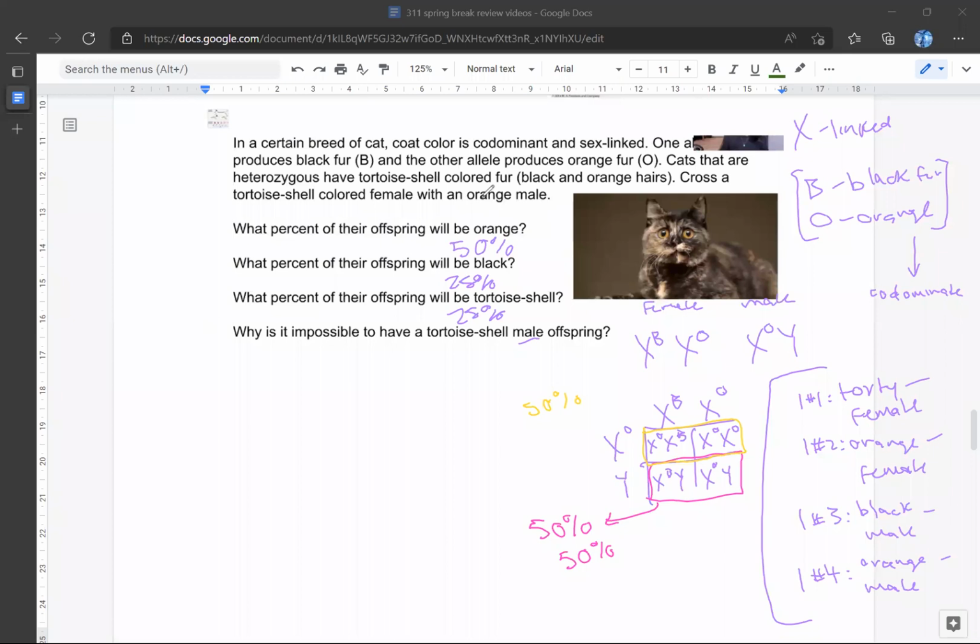The father is orange, that means he has one orange allele on his X chromosome, and then he has a Y chromosome, which does not carry an allele for fur color. So the male can only contribute, in this case, an orange chromosome. And because an orange chromosome mixed with a black chromosome creates the codominant tortoiseshell phenotype, you can never have an entirely black furred individual. So it is 0% likely that one of the results from this cross will be a female that has black fur.